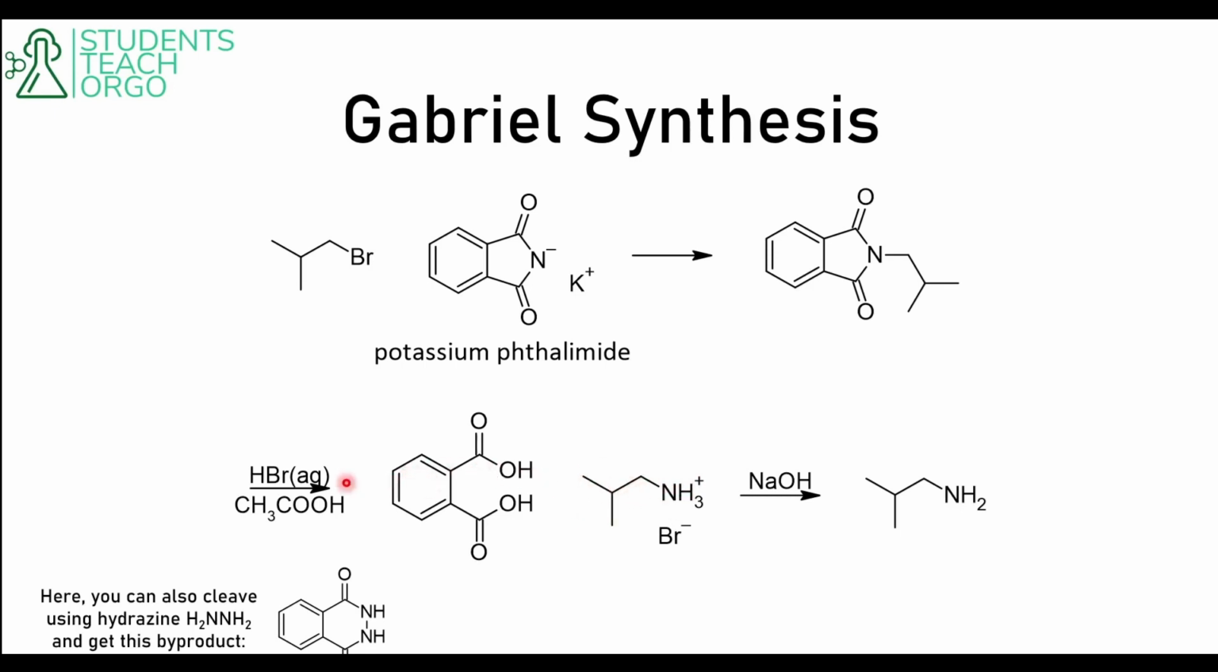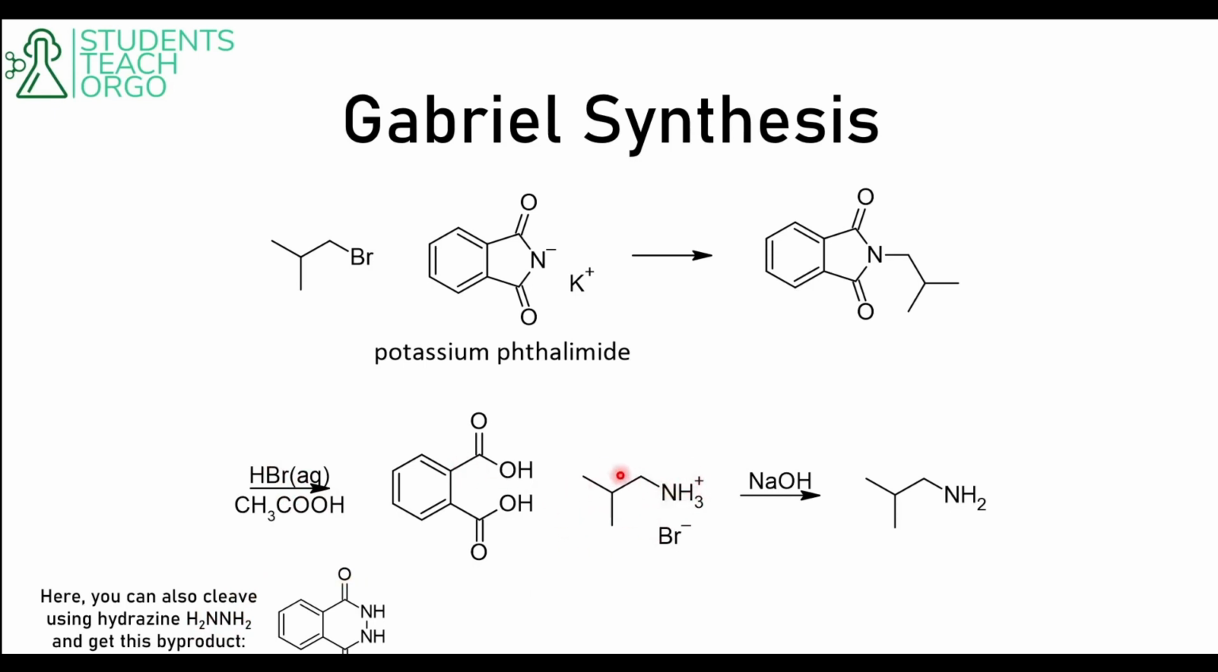Or alternatively, you can hydrolyze this up here using hydrazine, so this molecule, H2N-NH2, and that will create a separate byproduct. So here, where we have these 2 carboxylic acid groups in the byproduct, we now end up with these 2 amide groups in the byproduct. So you can use either thing. It will give you the same kind of amine, just a different byproduct.